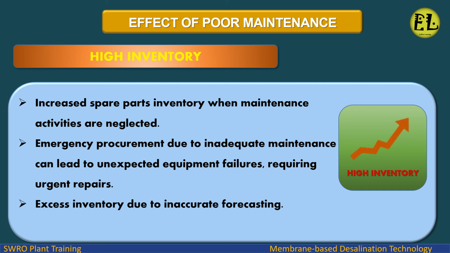High inventory. Spare parts inventory increases when maintenance activities are neglected. Emergency procurement due to inadequate maintenance can lead to unexpected equipment failures, requiring urgent repairs. Excess inventory results from inaccurate forecasting.